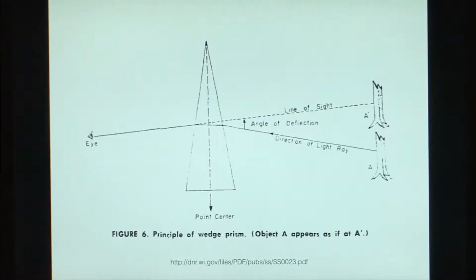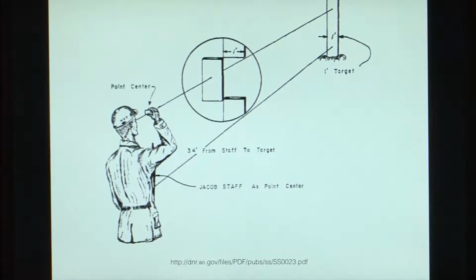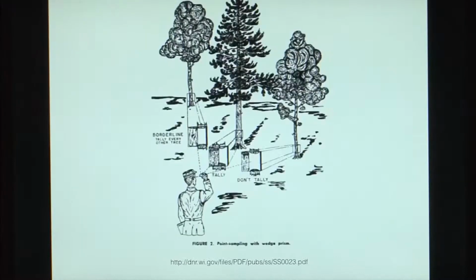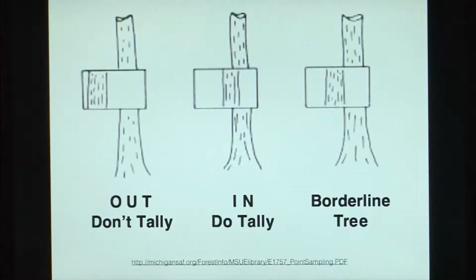Then we also looked at a wedge prism. A wedge prism results in a displacement of the tree. When we use it to observe trees in a forest, we can see some trees that are displaced out. When they are completely out, we do not tally them. If they are completely in, then we call it a tally. And when we have a borderline tree in which the right edge of the displaced tree meets the left edge of the actual tree, then we call it a borderline tree and we count it as a half tally.